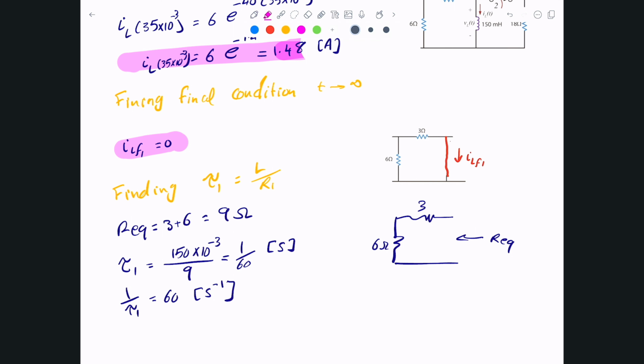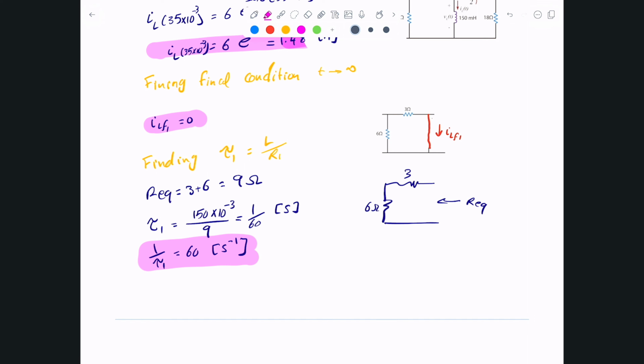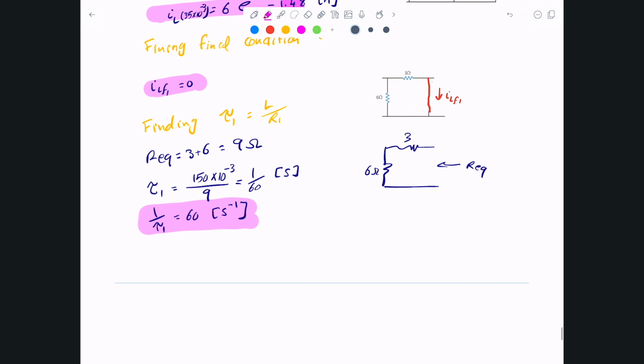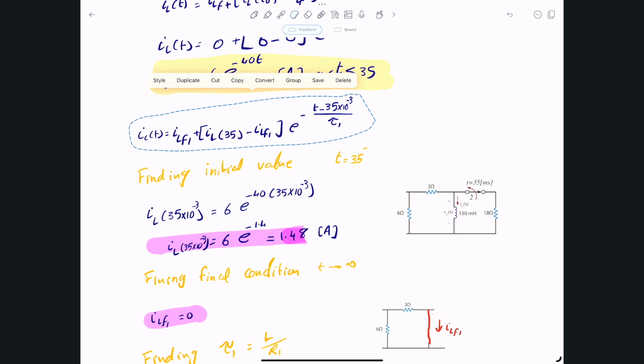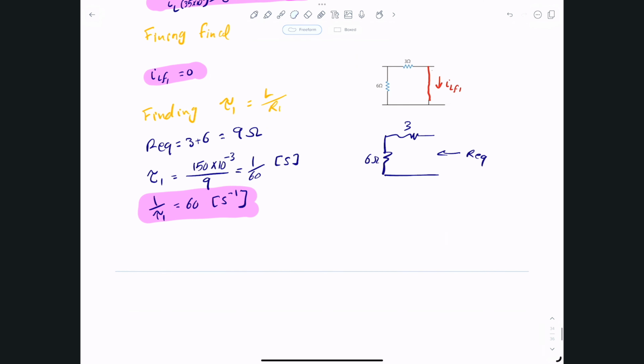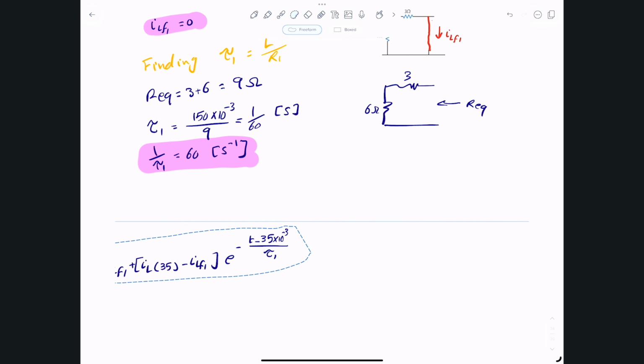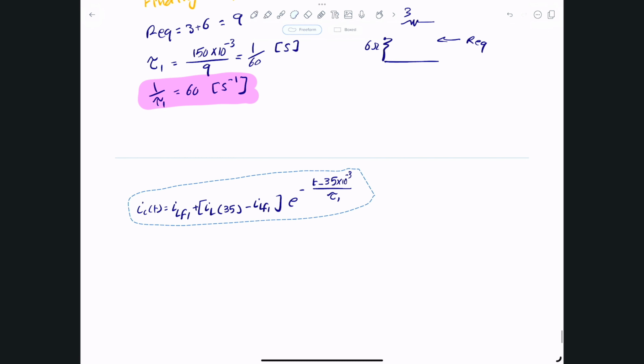And I think we have everything we need to actually write the equation for when t is greater than 35. So let me just do that. What we have is the following. Let me just copy this equation. This is the equation that we need, and all I have to do is substitute it in here. So no, this is IL, for t greater than or equal to 35 milliseconds.